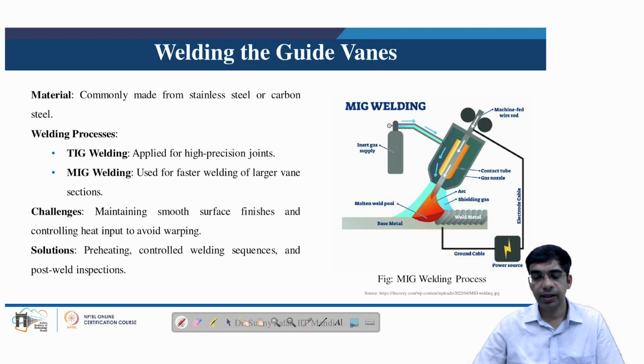As discussed previously, metal inert gas welding consists of a consumable electrode which is supplied using a machine-fed wire rod, and the arc is struck between this consumable electrode and the base material or the workpiece. Because of the intense heat of the arc, the filler material melts into the weld zone, thereby providing the material in the weld joint.